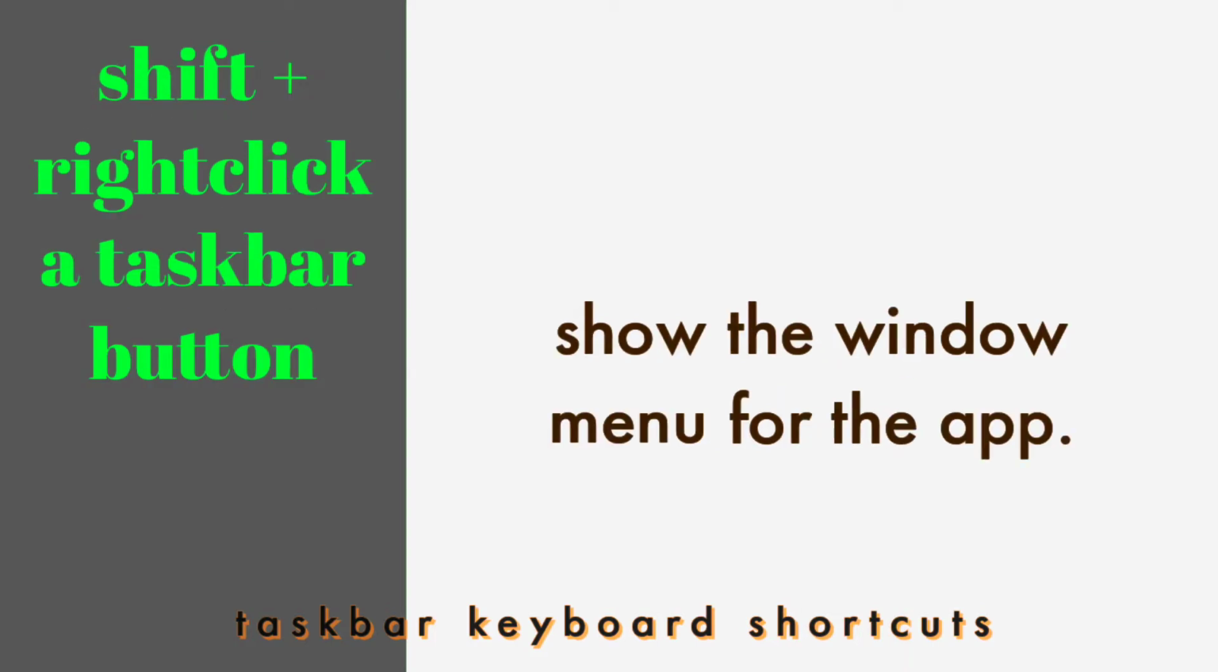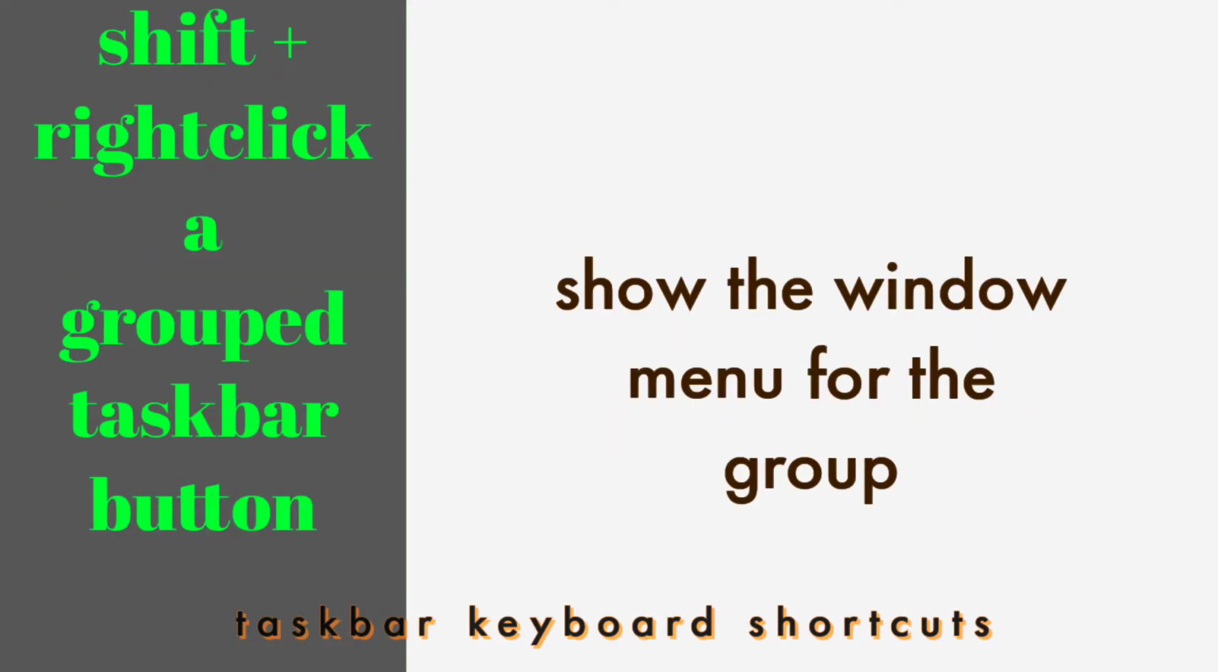Shift plus right click a taskbar button. It is used to show the window menu for the app. Shift plus right click a group taskbar button to show the window menu for the group.